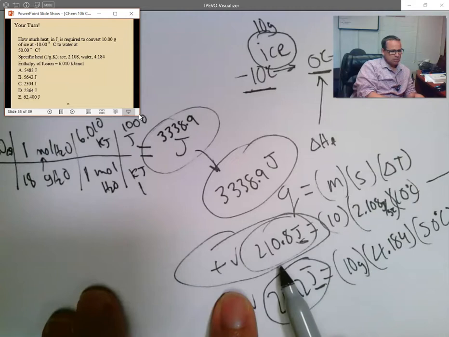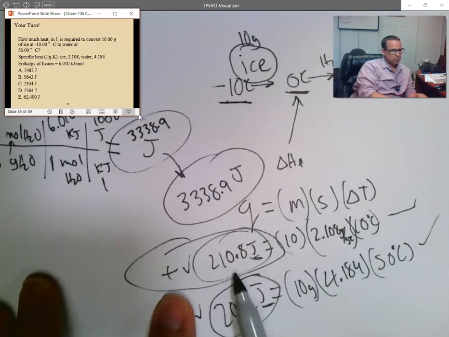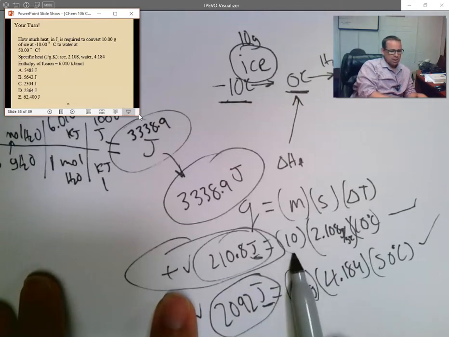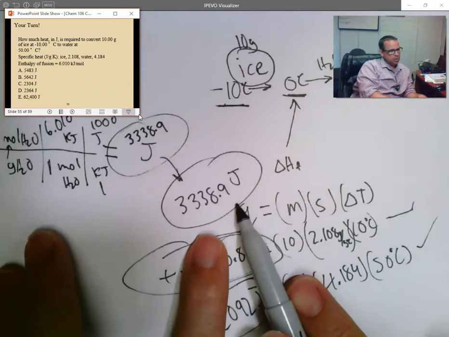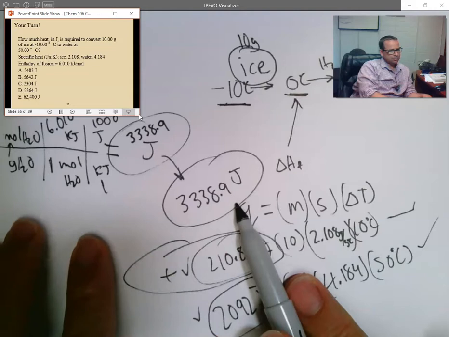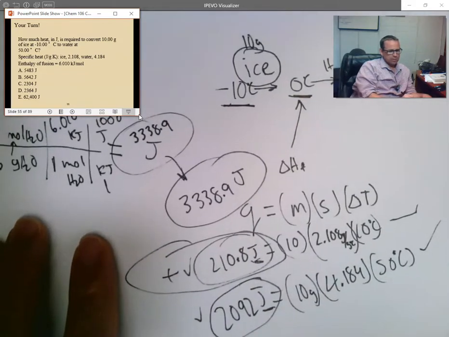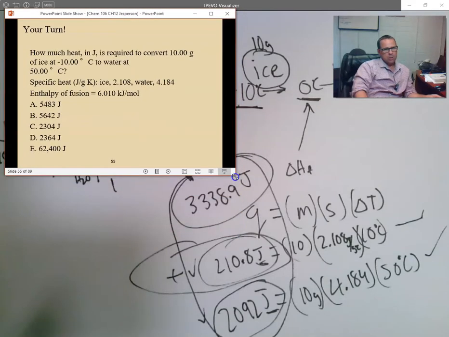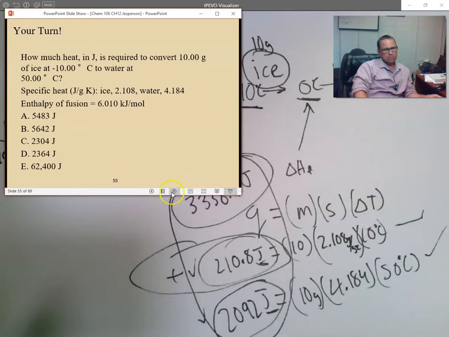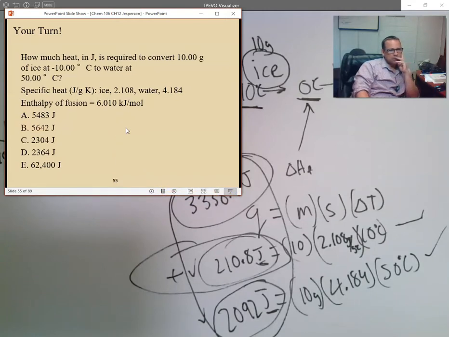What was this energy, Taiwan? It's energy heating the ice from -10 to 0. Very good. And Jace, what was this energy? Heating the water from 0 degrees to 50 degrees. Very good. And this one here, Brielle, what was this energy? Going from ice to water is the enthalpy of fusion. Very good. So the sum of those three should be our answer. Is that up here anywhere? Looking like about A or B? Yeah, B. Excellent. Very good.